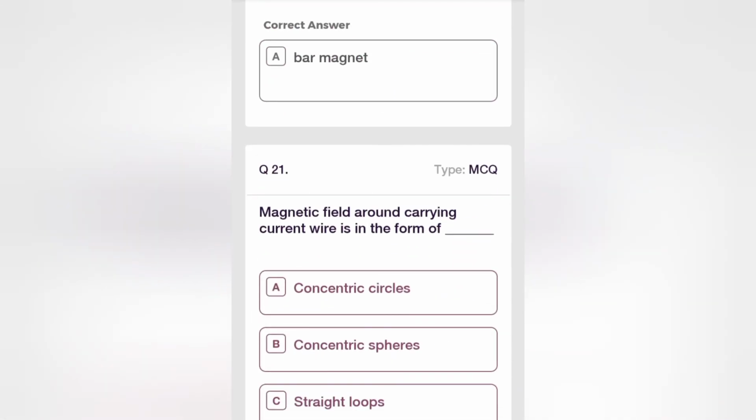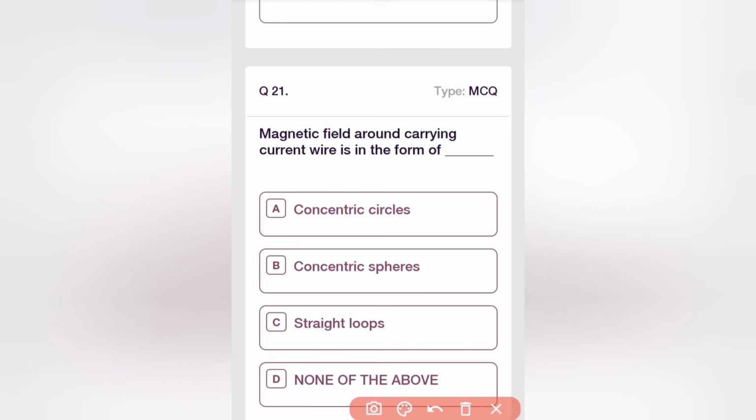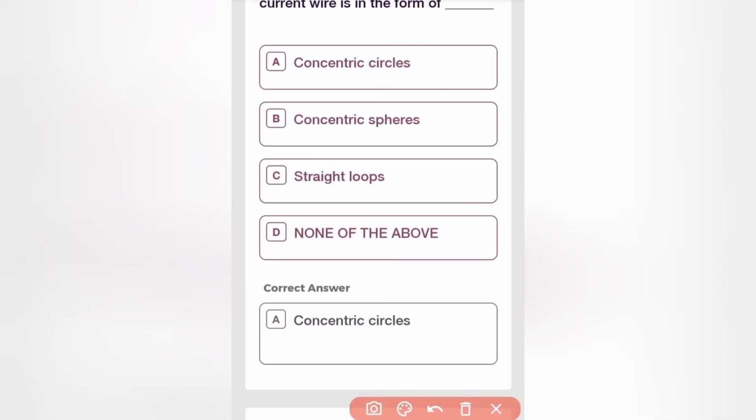Magnetic field around a current carrying wire is in the form of, just now we have seen, isn't it? So the magnetic field around a current carrying wire is going to be in the form of concentric circles. That option is the correct answer.